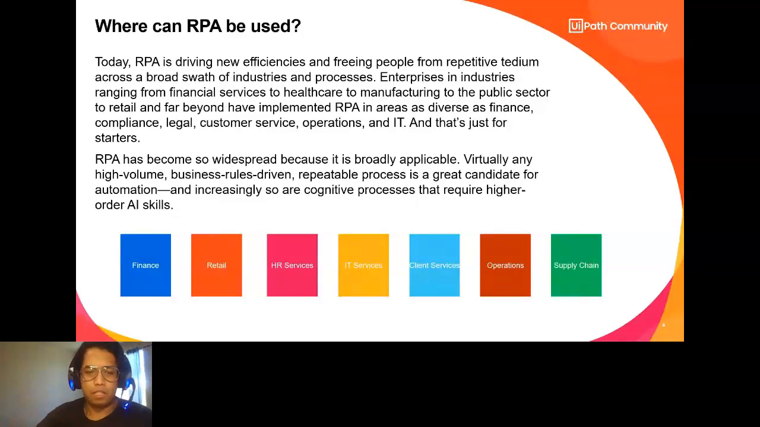So this is to say that automation or RPA is function agnostic and at the same time industry agnostic. Whether you're in the manufacturing industry, the banking industry, whatever industry you're in, you can see lots of opportunities where you can automate. Whether you're in finance or HR, as I mentioned, RPA has become so widespread because it's broadly applicable in all these different functions. So virtually any high volume, business rules driven, concrete rules, established, repeatable process is a very good candidate for automation, right?